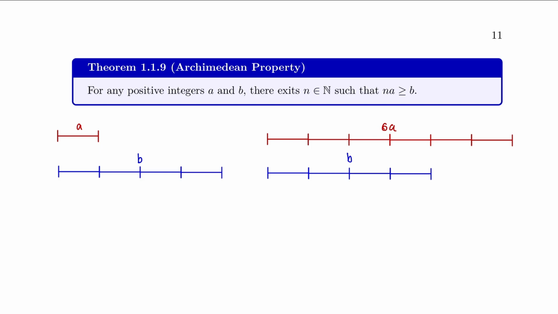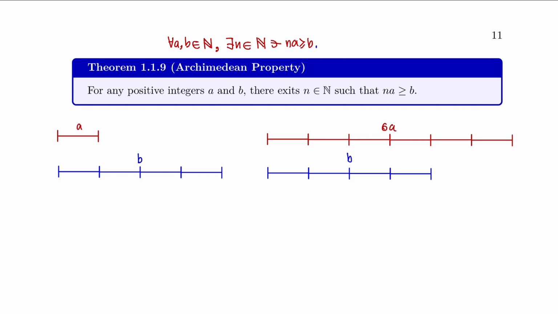Today we will take a look at the proof of the Archimedean property. So let's take a look at the statement of this property. For any positive integers a and b, there exists a positive integer n such that n times a is greater than or equal to b. Okay, just try to write it in notation. For any positive integers a and b, there exists a positive integer n such that n times a is greater than or equal to b.